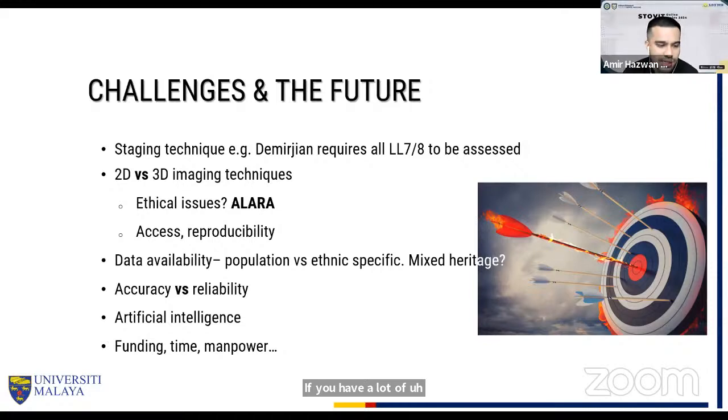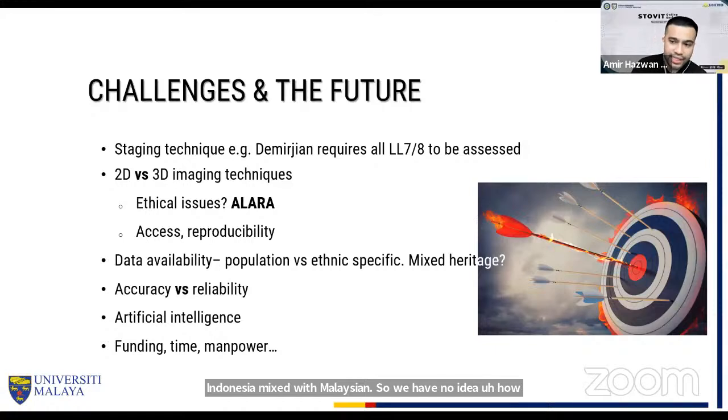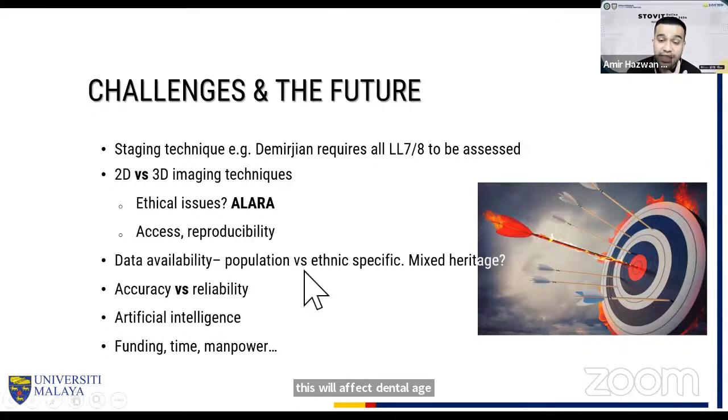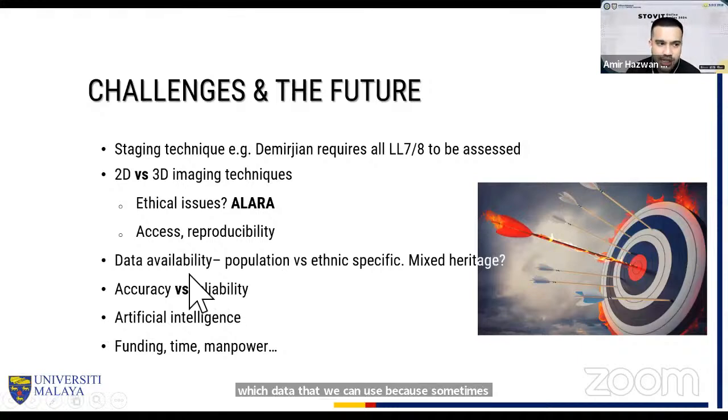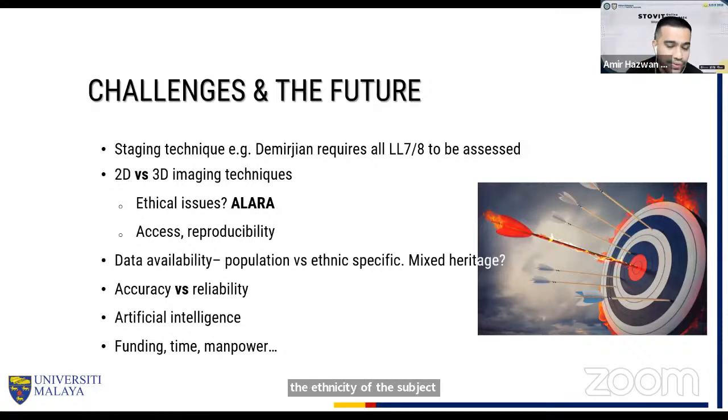We have people from Myanmar mixed with Bangladeshi sometimes, and Indonesian mixed with Malaysian. So we have no idea how this will affect the dental age estimation that we perform, and which data we can use, because the ethnicity of the subject is quite sensitive, or dental age is sensitive to that.